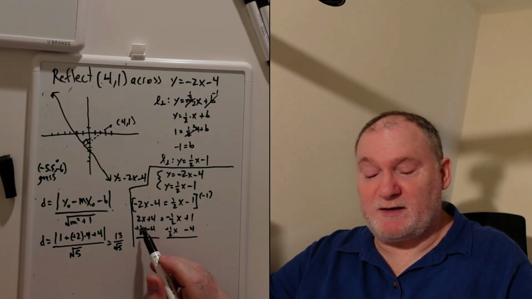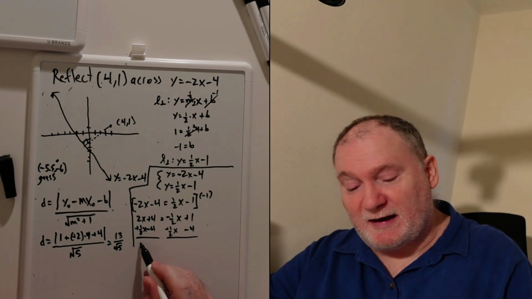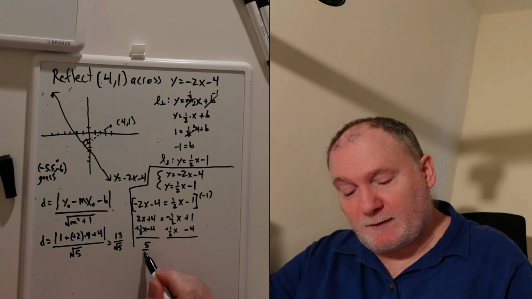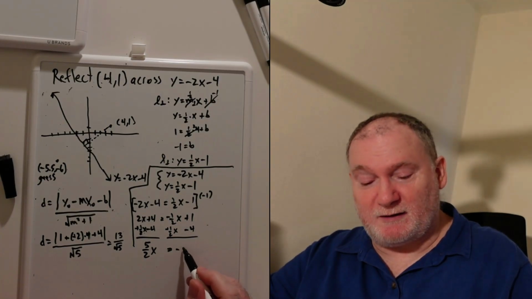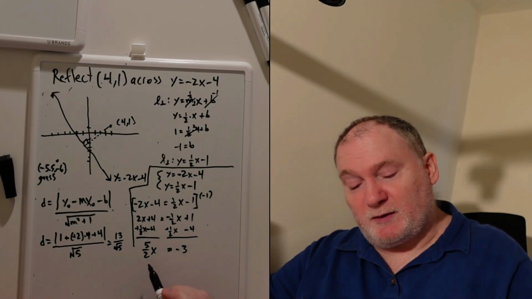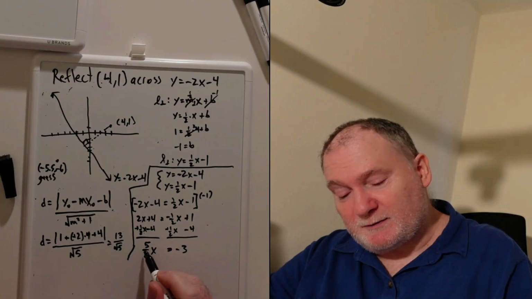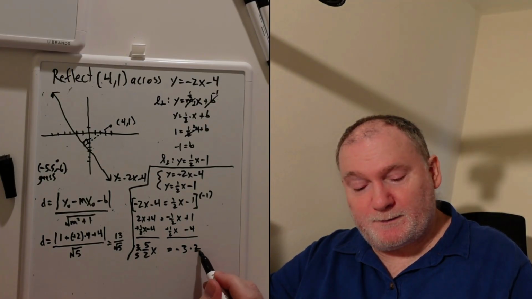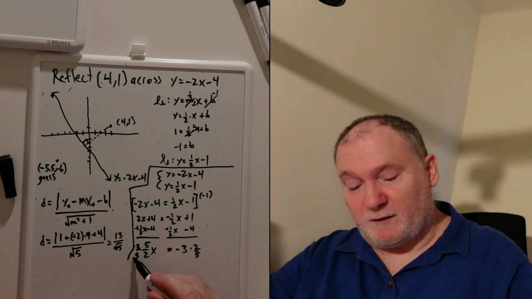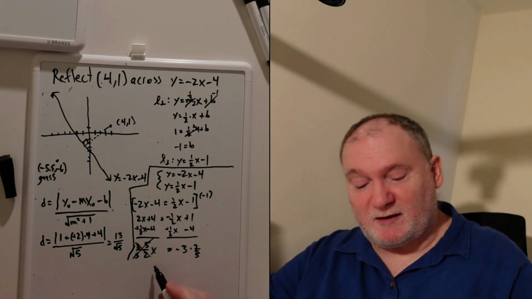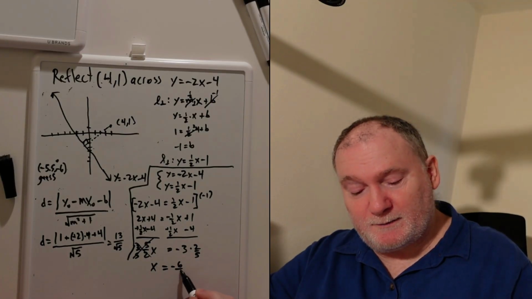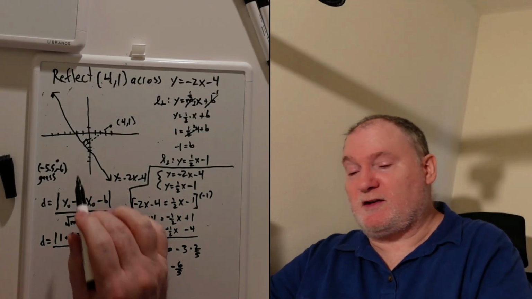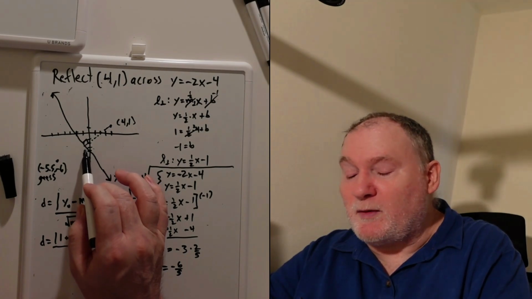2 is 4 halves. So 4 halves plus 1/2 is 5 halves. And that's going to be equal to 1 minus 4, which is -3. And so we can multiply both sides by the reciprocal, 2/5. So the 5s and the 2s cancel, so I'm just left with x. And we get negative 6/5.